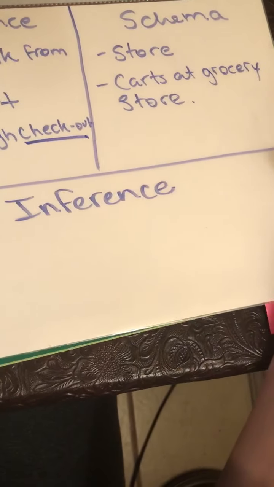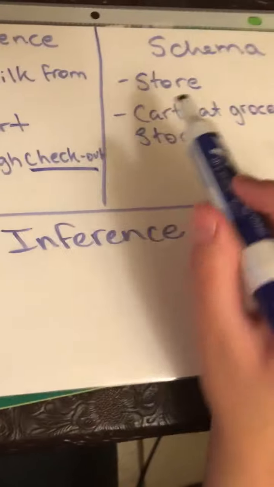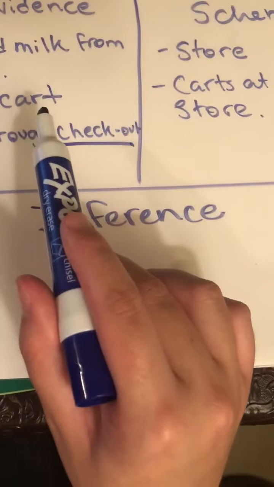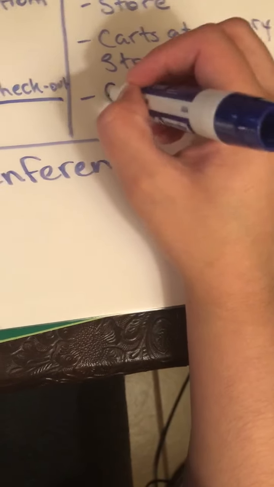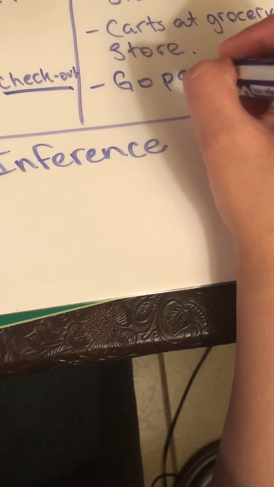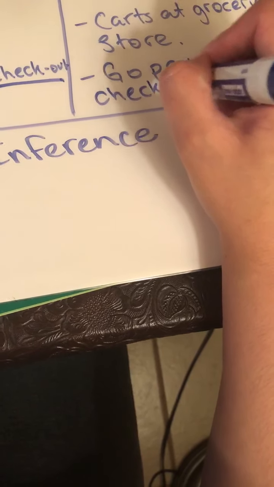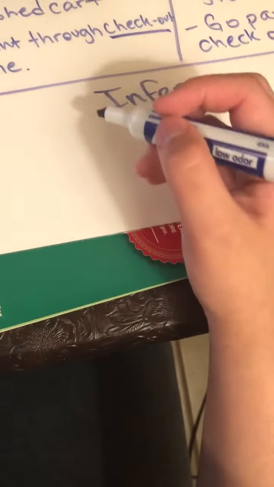So I think she was definitely at a grocery store, because whenever you are buying things like eggs and milk, you put them in a cart and then you go to the checkout line. That's where you go pay, right? Go pay at checkout. So I can make my inference.